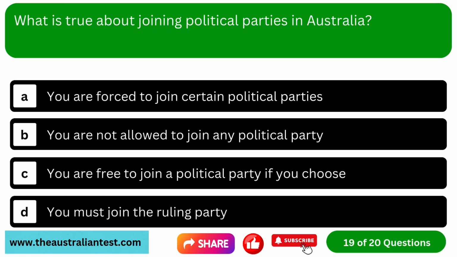Question 19. What is true about joining political parties in Australia? Option A, you are forced to join certain political parties. Option B, you are not allowed to join any political party. Option C, you are free to join a political party if you choose. Option D, you must join the ruling party.